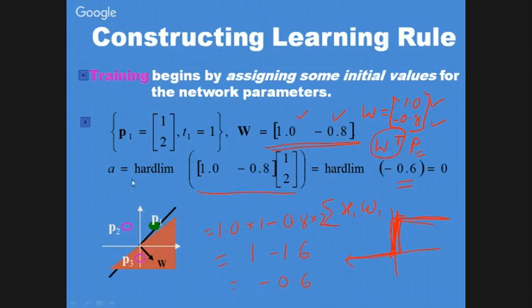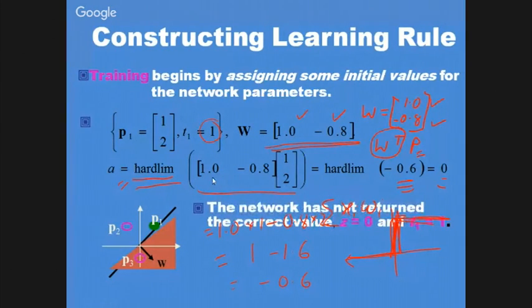Now for this, as I told in yesterday's class, MATLAB has a command known as hardlim, H-A-R-D-L-I-M. So hardlim of minus 0.6 will automatically give the 0 value, right? That means the output A is equal to 0. Now what is the target? That is 1. Now accordingly, what should we do? Z equal to 0 and T equal to 1.